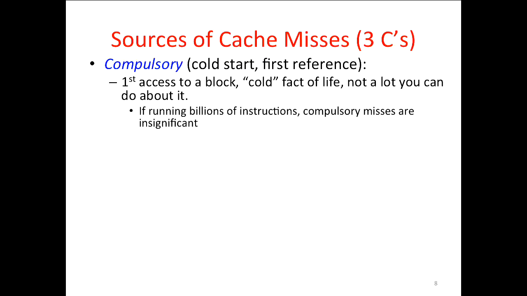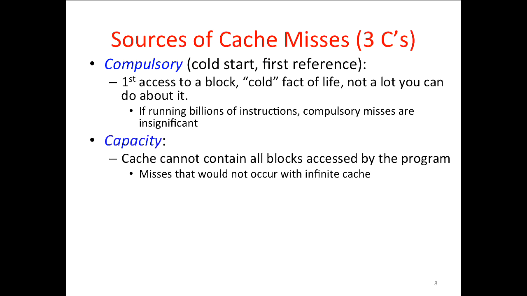And in the grand scheme of things, these are usually not that important because you have long-running programs, and this is just a warm-up when the program first gets going, and after that, those first few misses don't really matter across the whole run of the program. Capacity misses are where basically the cache is just not big enough to hold the data you're working on.